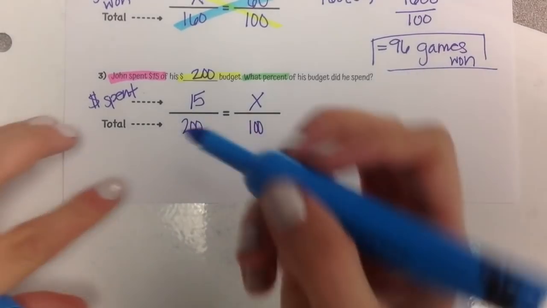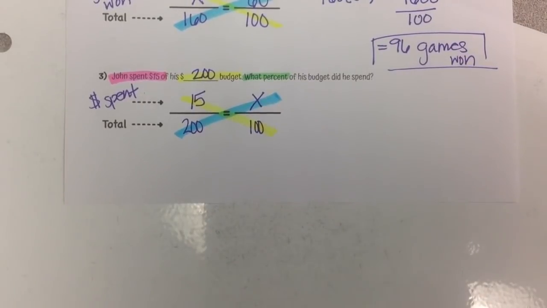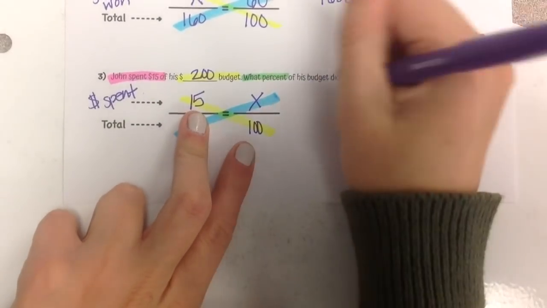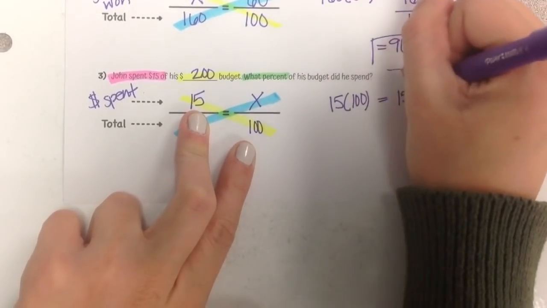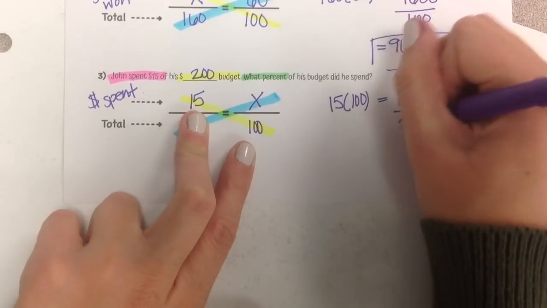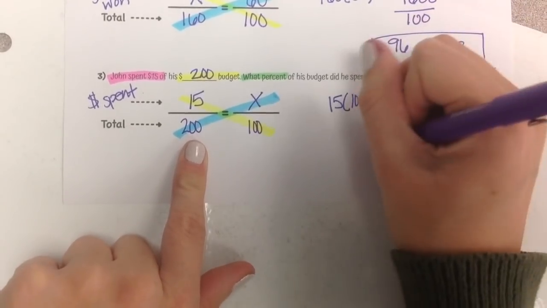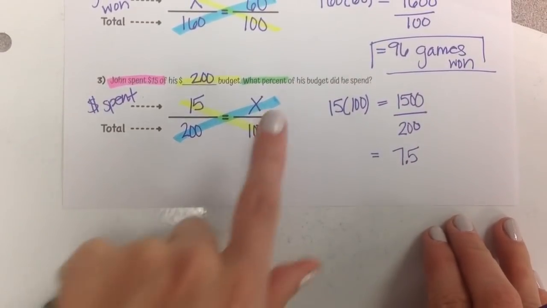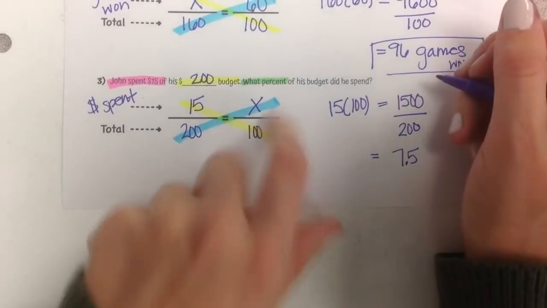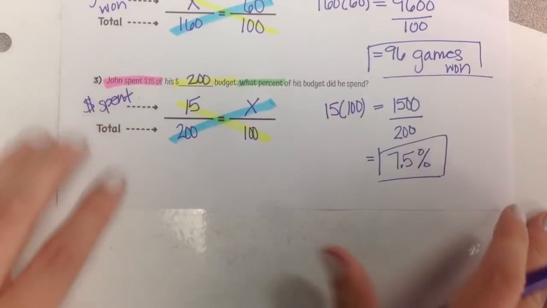Now let's look at our two diagonals. So we're going to multiply the two numbers that are diagonal from each other. In this case, it's 15 and 100. 15 times 100 is 1,500, divided by the number that's in the same diagonal as the variable, divided by 200, gives me 7.5. What was I solving for? Well, my x is on top where the percent is, so 7.5%.